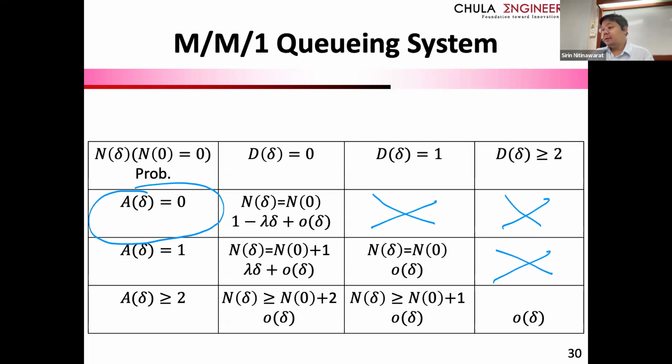Similarly for this one, if you start off with an empty system and within time delta there is one arrival only, how can there be more than one departure? That's not possible, right? So this comes with exactly zero probabilities.